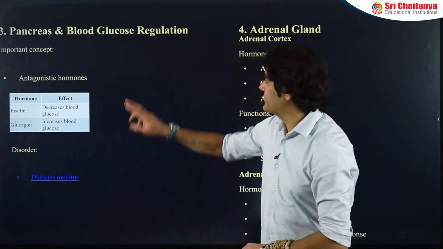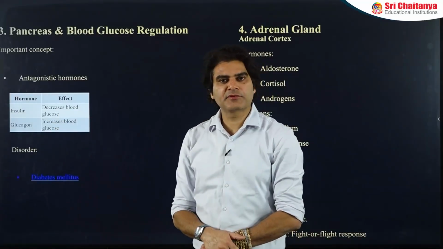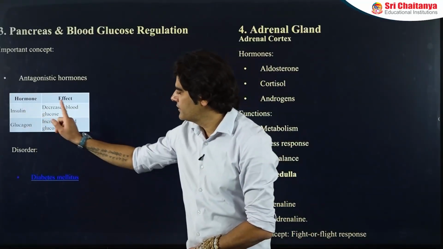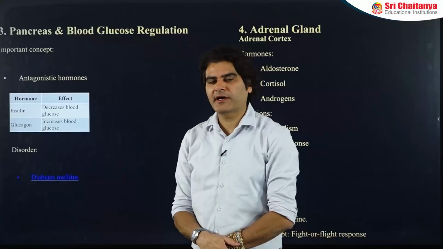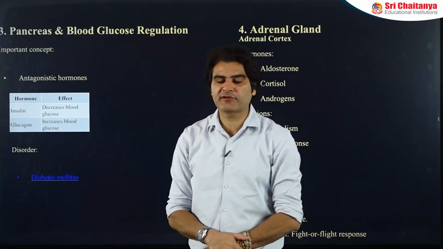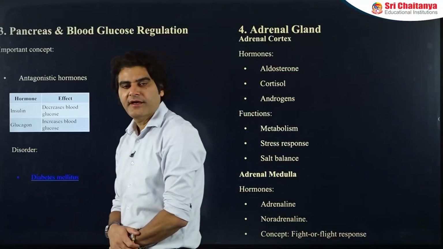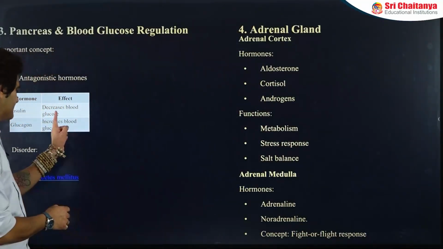Next, pancreas and the glucose regulation. This is the table here that sums up what we just discussed in pancreas. Insulin decreases the blood glucose level by promoting glycogenesis. Glucagon enhances the blood glucose level by promoting glycogenolysis, or the breakdown of glycogen. And what is the disorder related to insulin deficiency?